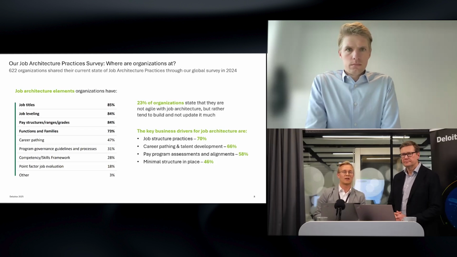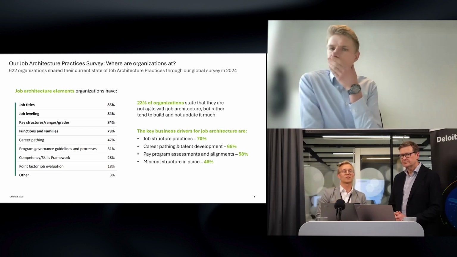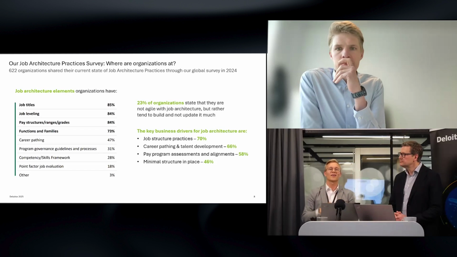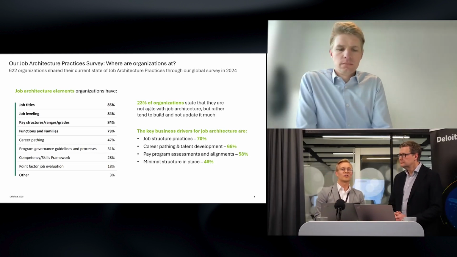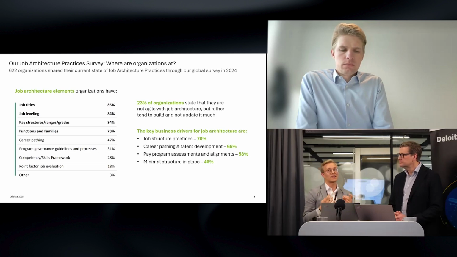Yeah. And then as the last point on this slide, we have the key business drivers for job architecture. Four elements. So the structure, in a sense, for jobs to have alignment across the jobs, but also career pathing and talent development mentioned there, pay programs, assessments, alignments, and lastly, having the minimal structure in place. So that's the least popular option of these four we have on the slide.